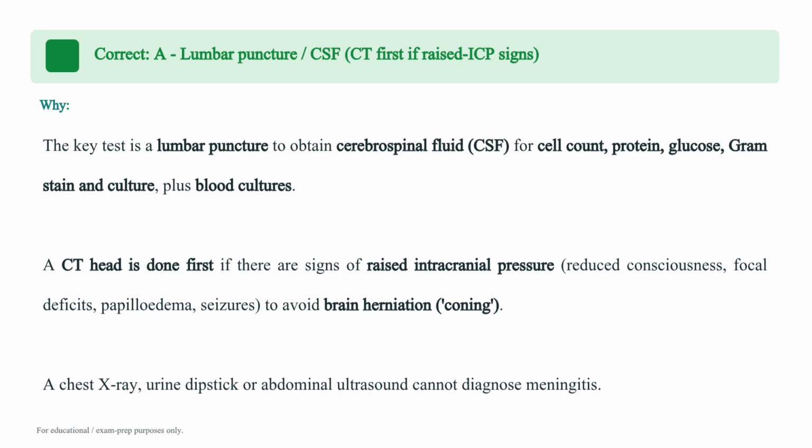The answer is A, lumbar puncture for CSF, with a CT first if there are raised ICP signs. The key test is a lumbar puncture to obtain cerebrospinal fluid for cell counts, protein, glucose, gram stain, and culture, plus blood cultures. A CT head is done first if there are signs of raised intracranial pressure, reduced consciousness, focal deficits, papilledema, or seizures to avoid brain herniation or coning. A chest x-ray, urine dipstick, or abdominal ultrasound cannot diagnose meningitis.